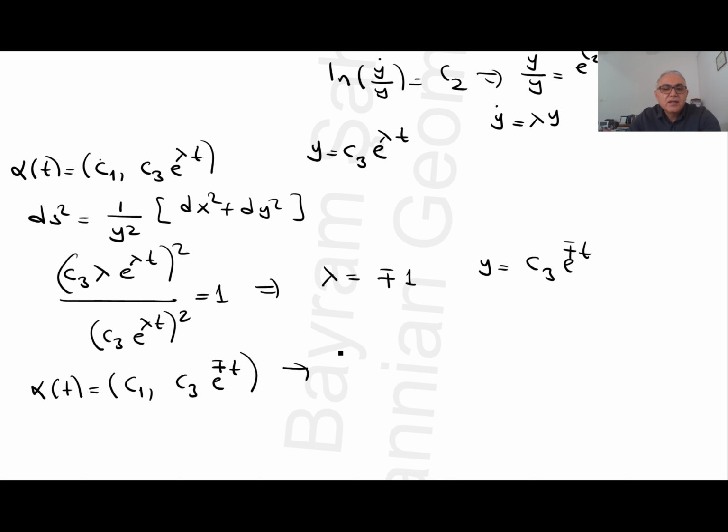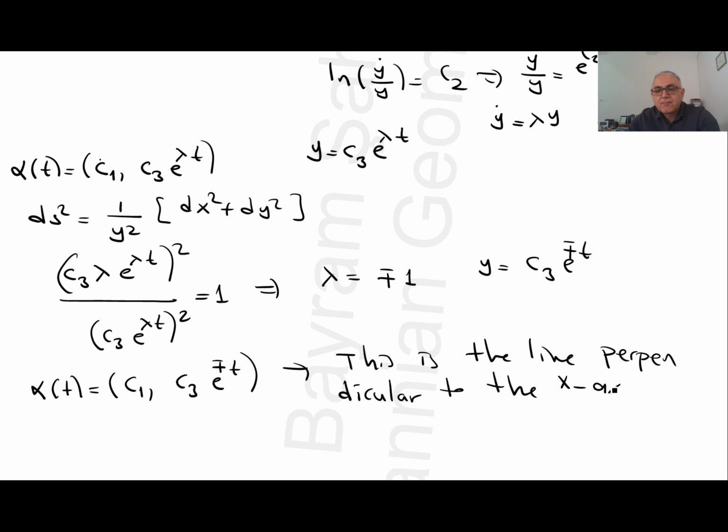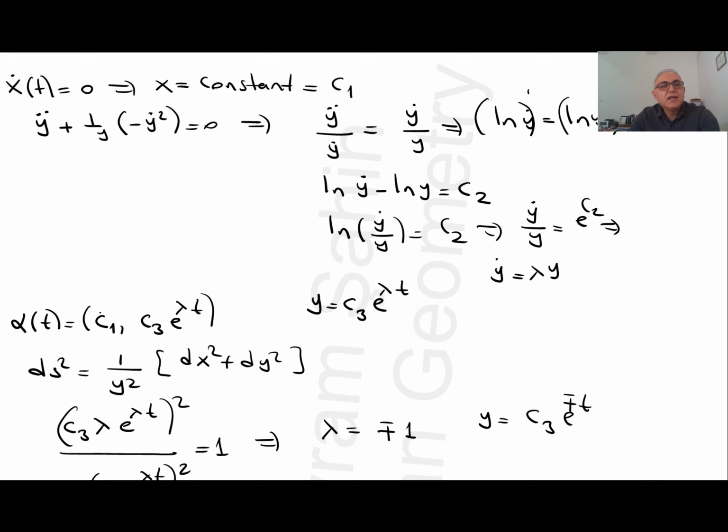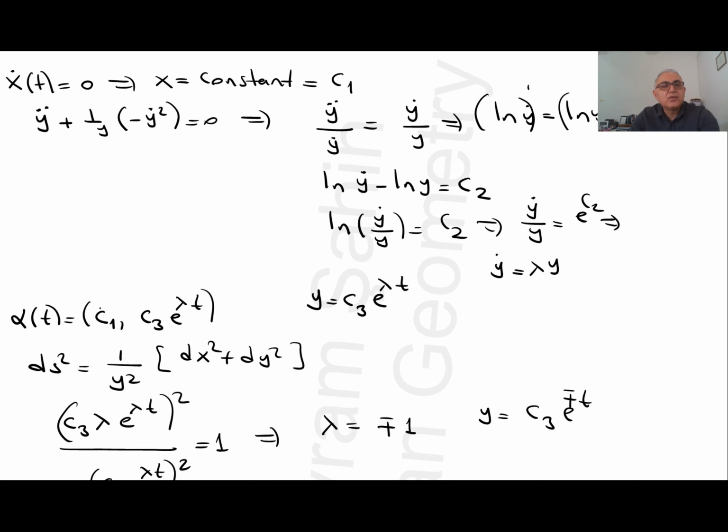So our equation in this case becomes this one, this constant, and this one is c3 e to t. So you see this line is perpendicular to the x-axis. So we find the one geodesic. This geodesic is the line passing through the x-axis as a perpendicular, as an orthogonal.